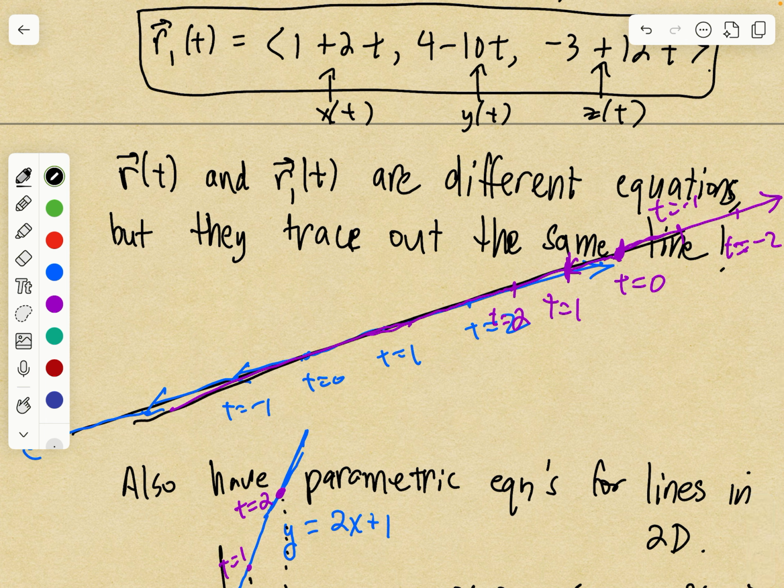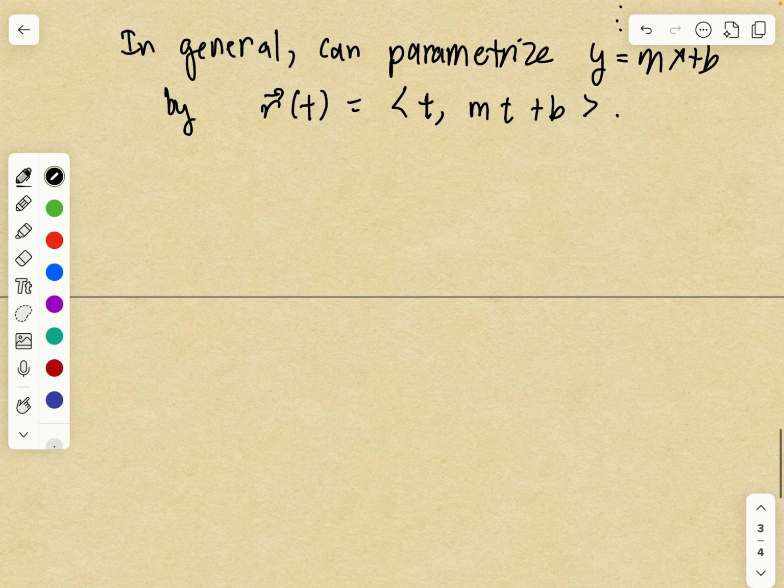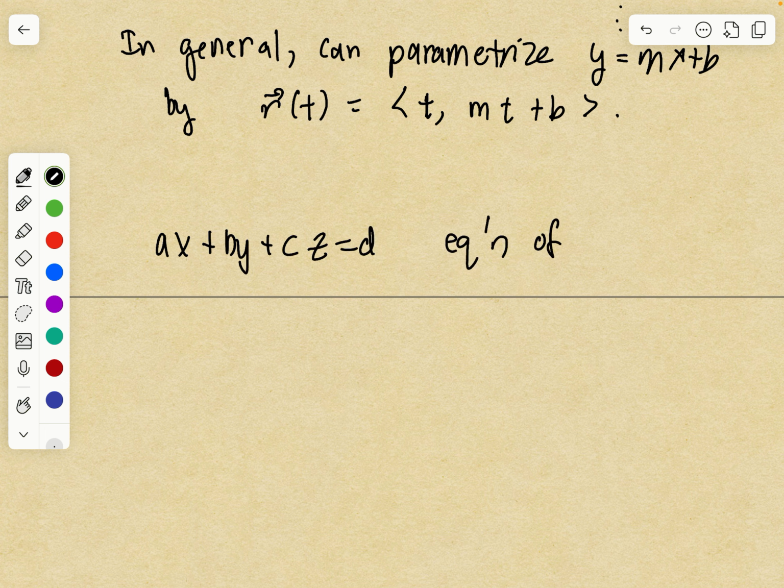The answer is no. The closest you can get is you can use intersections of planes. So if you have something like ax plus by equals c, except with the extra z. So if you had ax plus by plus cz equals d, this is not an equation of a line. This is an equation of a plane in 3D. And we'll go over why this is true in a separate video. So it's not an equation of a line.